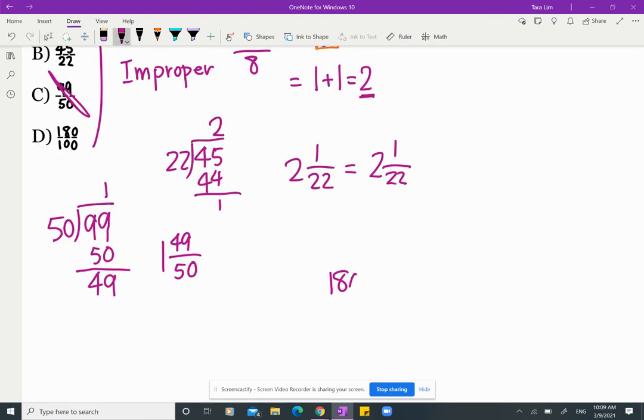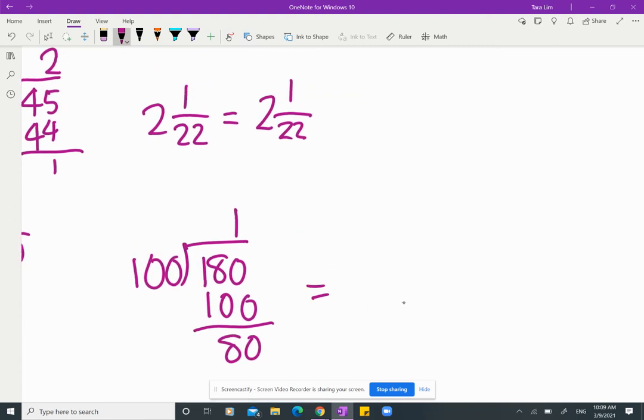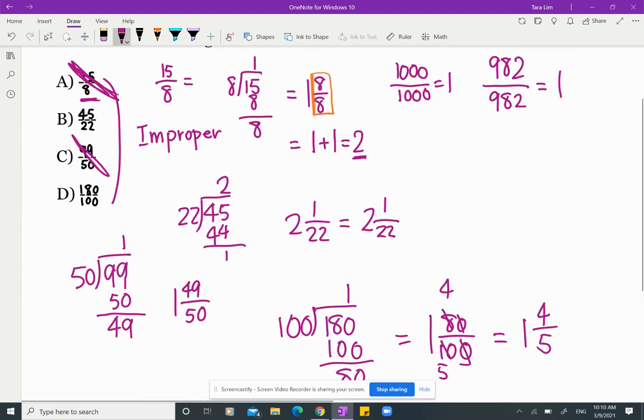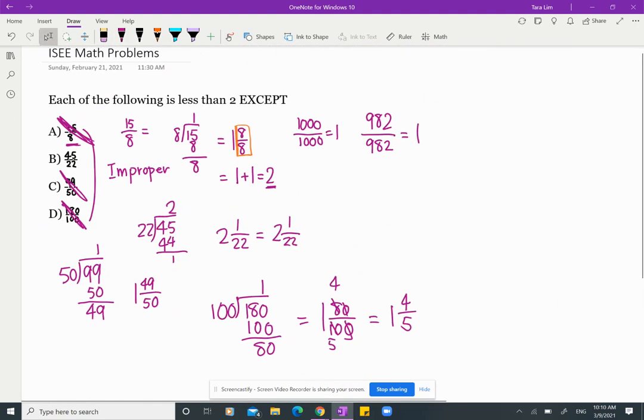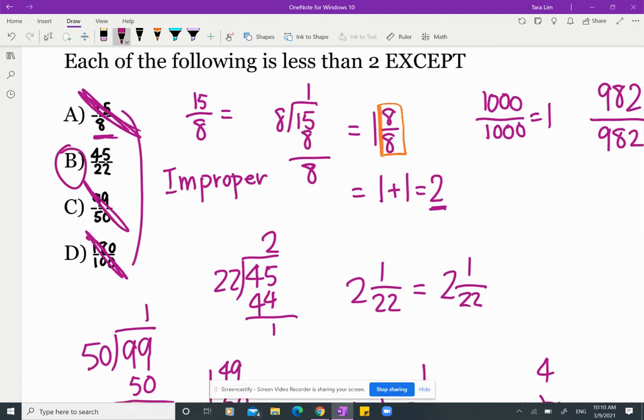Now D, 180 divided by 100. Now that gives us 1 again. And that leaves a remainder of 80. And if we change that improper fraction to a mixed number, this gives us 80 over 100. Here we can cancel out the zeros. And we can also make this into 4 over 5 because we're simplifying. So that gives us 1 and 4 over 5. So this one is also eliminated because it is less than 2. So B is the correct answer.